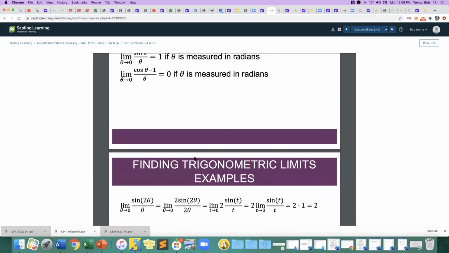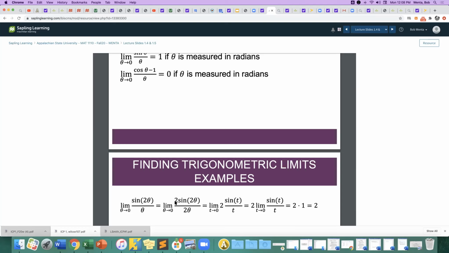This is the same thing we did on the iPad. So we had the limit as theta goes to 0 of the sine of 2 theta over theta. If you multiply the bottom by 2, you don't multiply inside here. You've got to multiply the 2 by out front, okay?